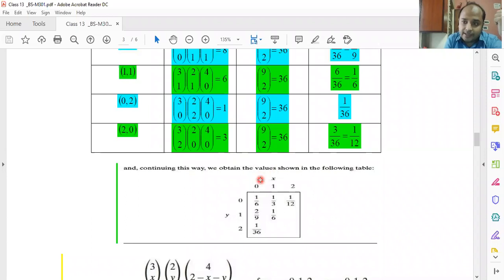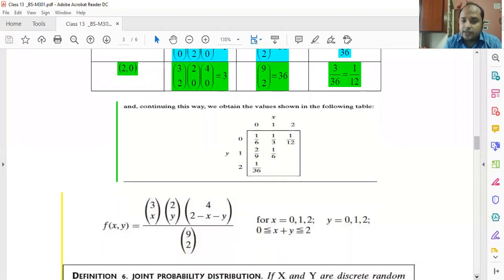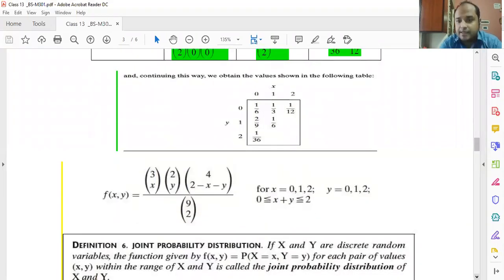So we will read this in this manner. We will read this as 0 and 0, 0 and 1, 0, 2, like this. Column to row, like this. So all the probabilities which have been calculated in the above table have been put over here. And the chart which is in front of you is called my probability distribution chart for the bivariate case. Now, just like our univariate case, we can also deal with the formula of the probabilities.